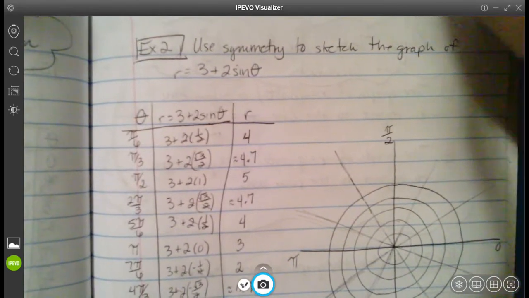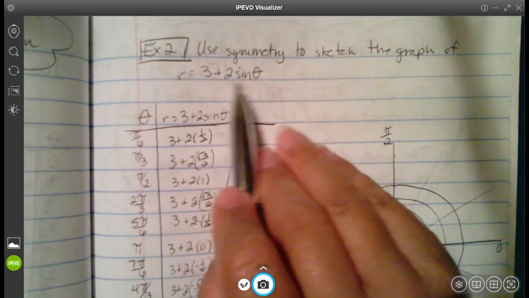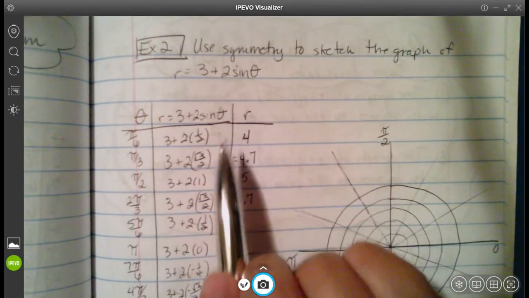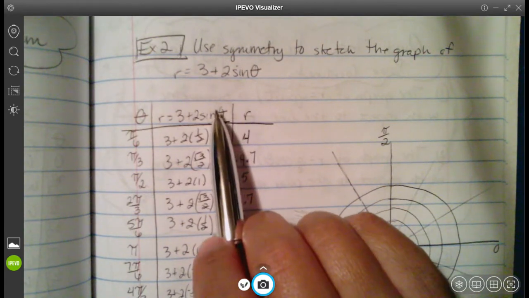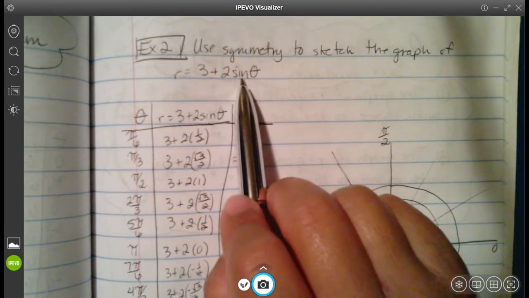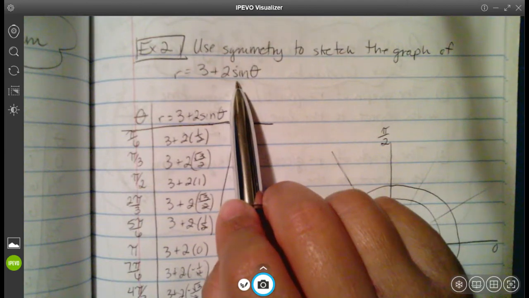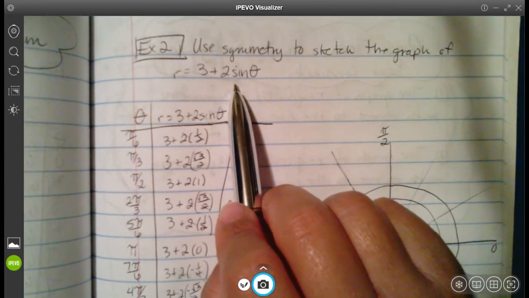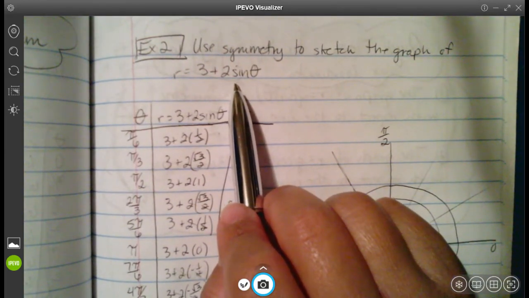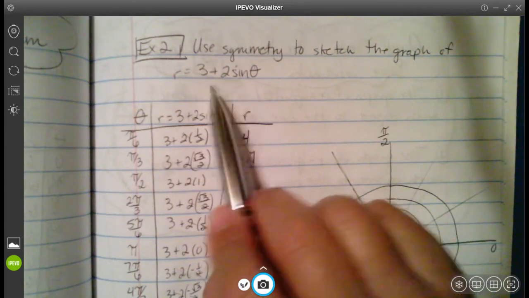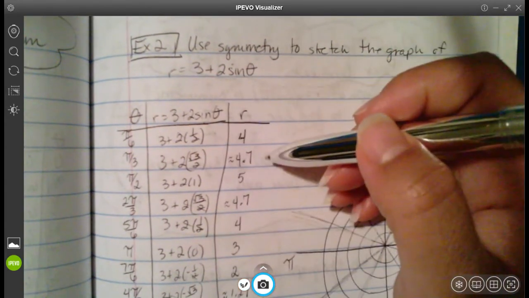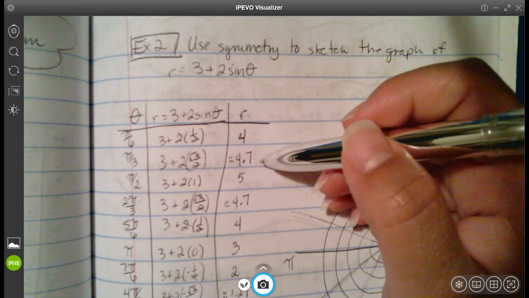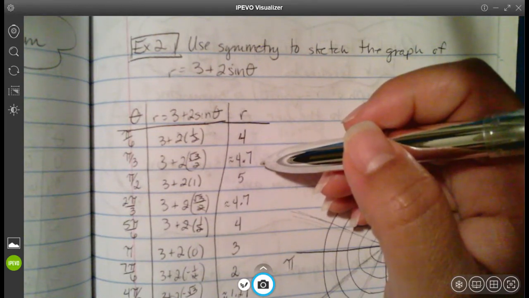We have: use symmetry to sketch the graph of r equals 3 plus 2 sine theta. Just by looking at this, I know from past experience that the sine function is an odd function. So I would probably go with that definition, and we can derive that in class, how to get this algebraically, to prove that it's odd and falls into the formula that goes with that.